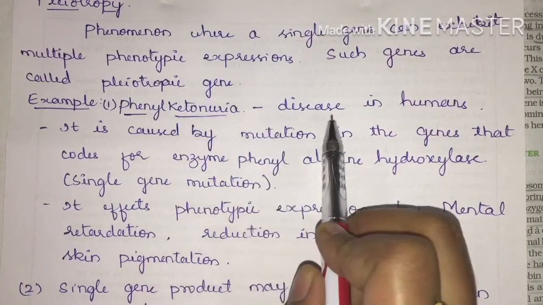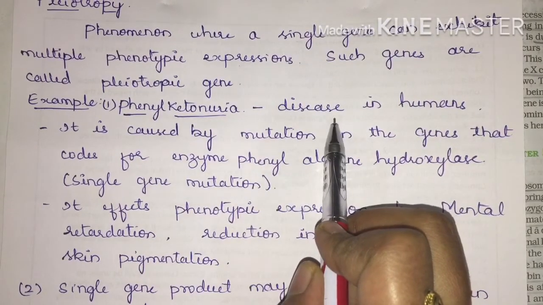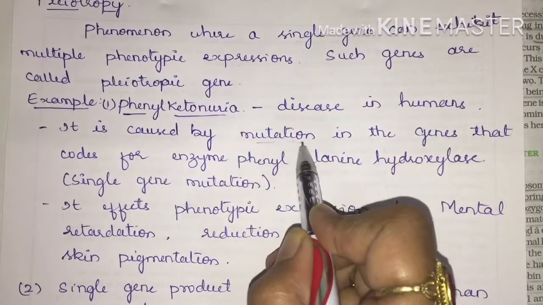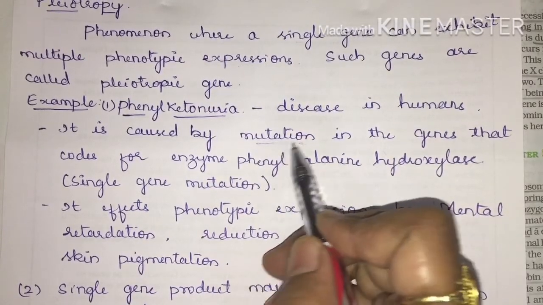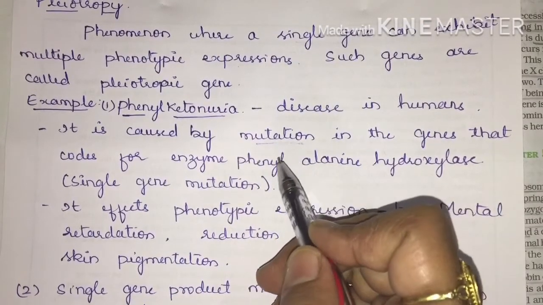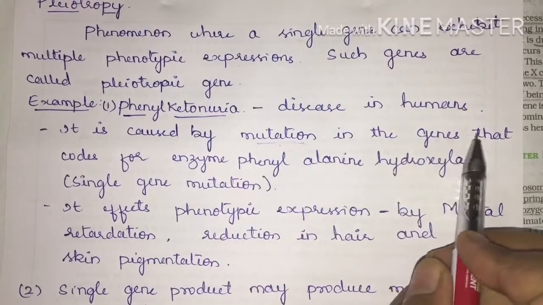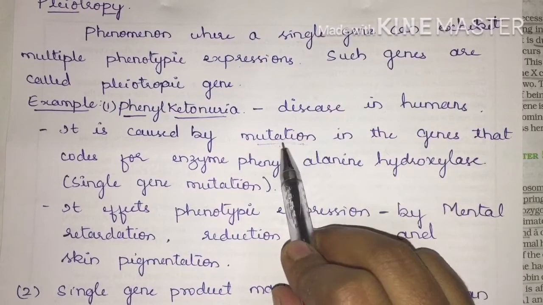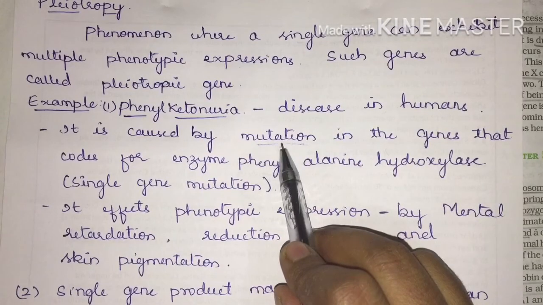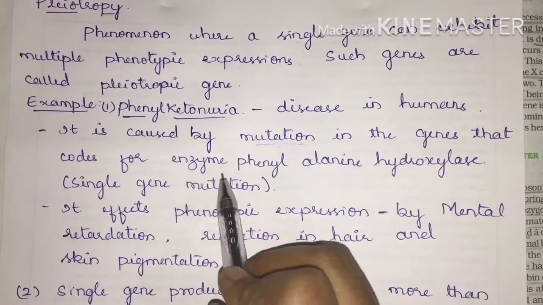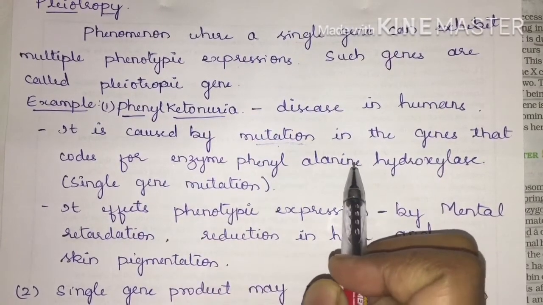Phenylketonuria is the name of a disease caused in humans. It is caused by mutation. Mutation we shall discuss in detail in our upcoming videos. It is caused by mutation in the genes. When a gene is getting mutated, it can cause diseases which might be harmful for us. Mutation in the gene that codes for the enzyme phenylalanine hydroxylase.